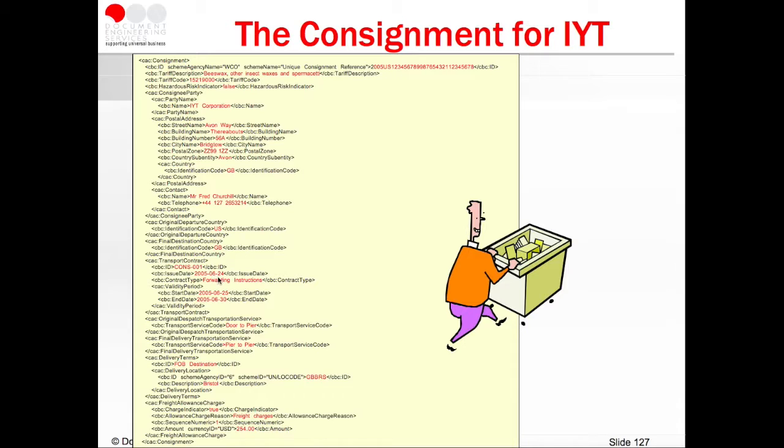There is a transport contract based on a forwarding instruction issued on this date, valid for this period. And that describes the original service, door-to-door and peer-to-peer. Door-to-door for the original dispatch and peer-to-peer for the final delivery. The terms of delivery are FOB at the destination, and the location here is Bristol. In fact, that lo code, GBBRS, is Bristol Airport. And finally, there are some freight allowances here, or charges in this case, $254.